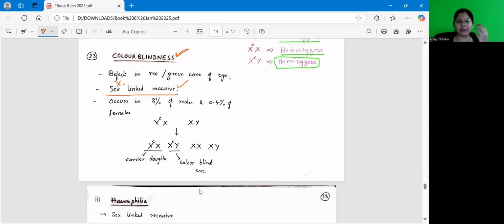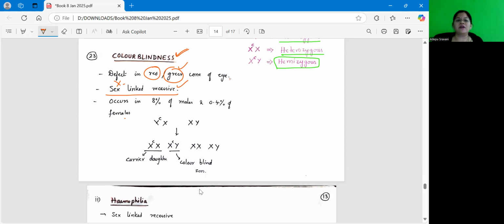We have cones in the retina, the innermost part of the eye, isn't it? Rods and cones, if you remember. If you have read that, you might know that we have something called cones and rods in the retina part of our eye. And if, out of those cones, the red and green cones are getting defective, then the person is not able to differentiate between the red and green color. And that is called color blindness.